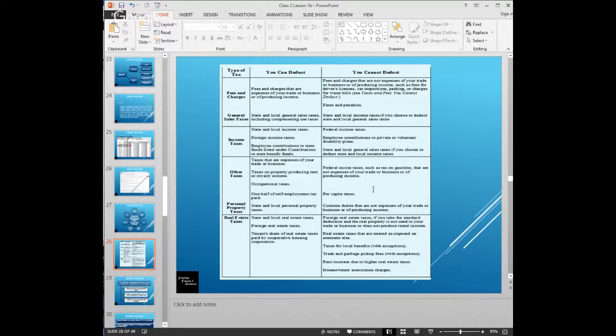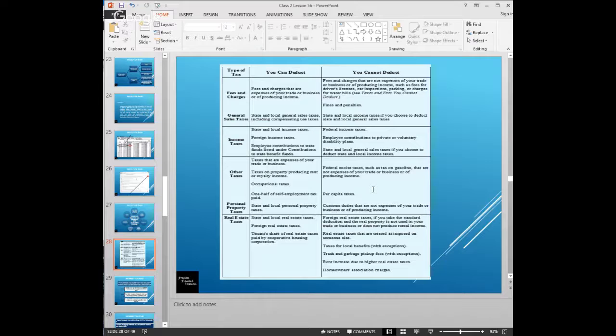So here we have a type of tax, and again, this is out of your Publication 17, for fees and charges. If they are expenses for your trade or business or the producing of income, you can deduct them. It's a matter of where they get deducted. They might be deducted here, but they would be deductible. If it's a general sales tax, you can use that instead of your income tax, but you cannot deduct them if you choose to deduct your regular taxes. Fines and penalties are never deductible.